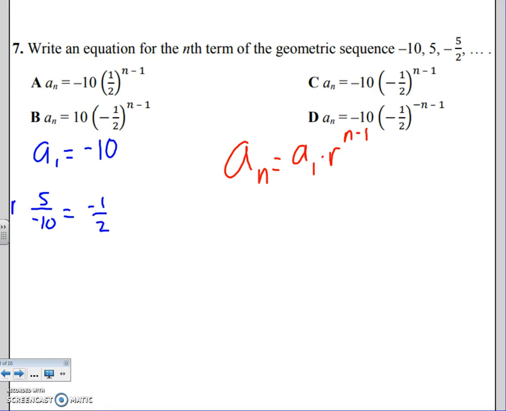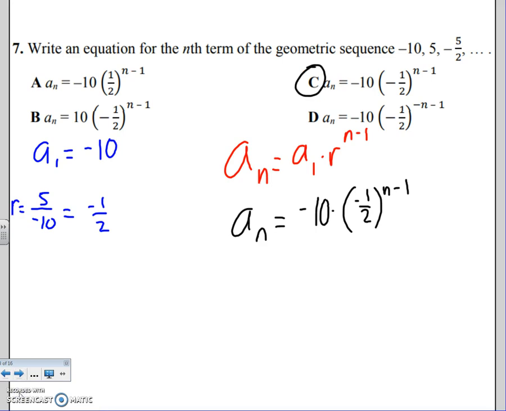So that's my r. If you notice, we're actually multiplying by negative 1/2, or you could say we're dividing by negative 2. Negative 10 divided by negative 2 is positive 5. 5 divided by negative 2 is negative 5 over 2, and so on. Fill this into our formula, then we're done. So a sub n equals the first term, negative 10 times r. R is negative 1/2. So n minus 1 power. That answer choice is C.